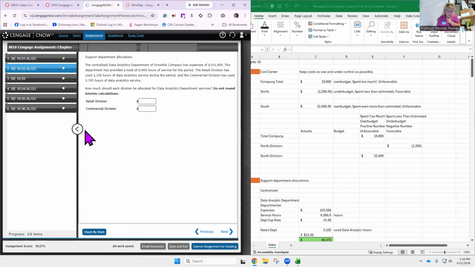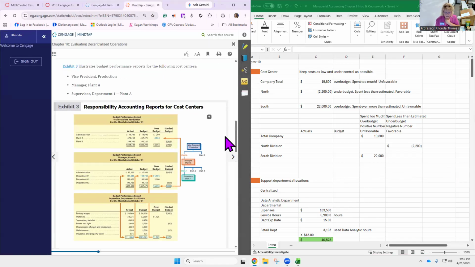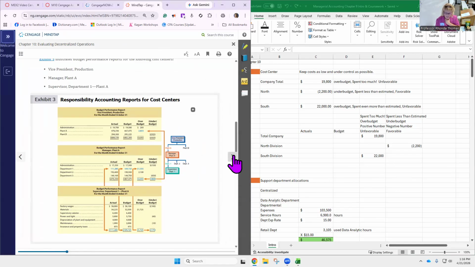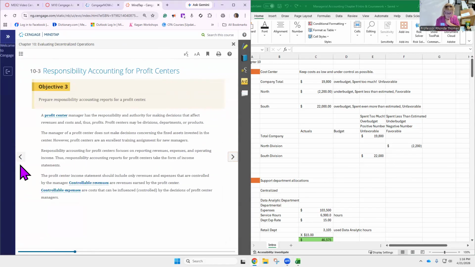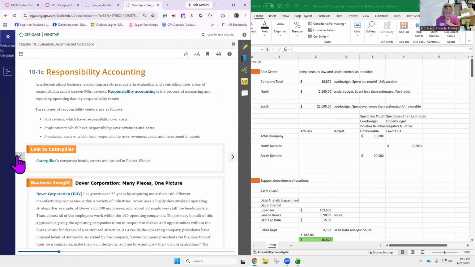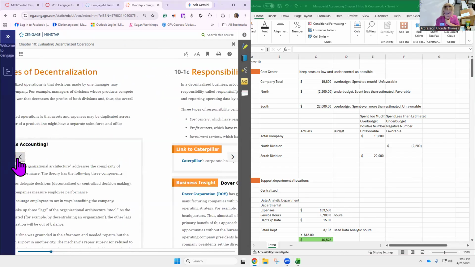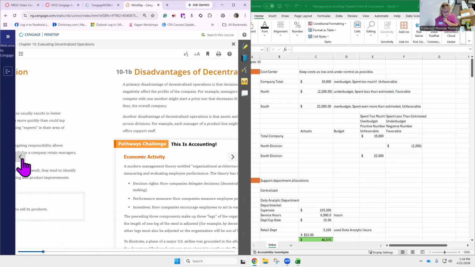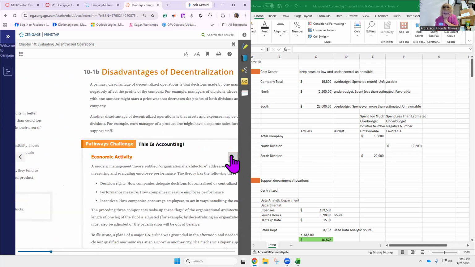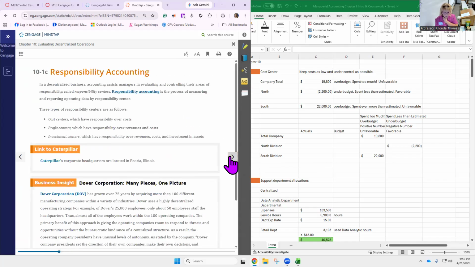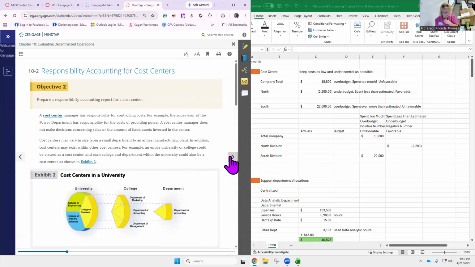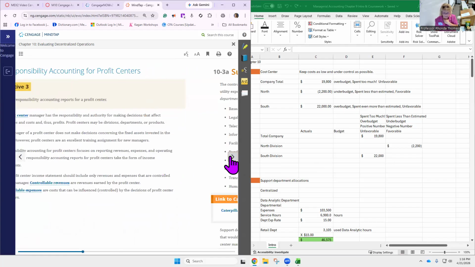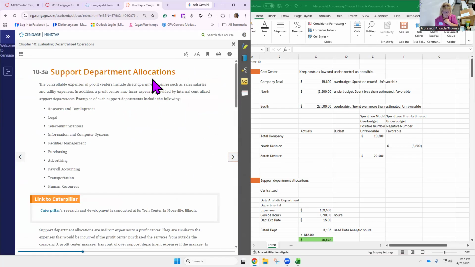Okay, the next one is there are some departments that, and we've done a little bit of this before, we have to take a department, and maybe it's a cost center, right? We have to take a cost center and allocate, here it is, support department allocations. So here are some examples of support departments.